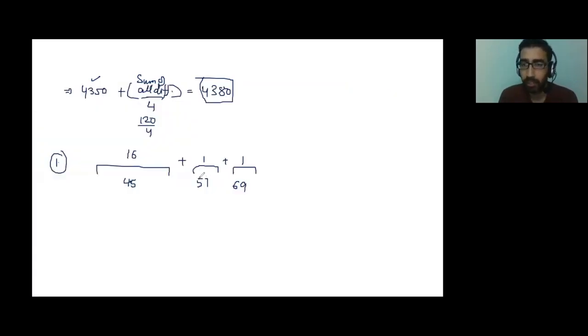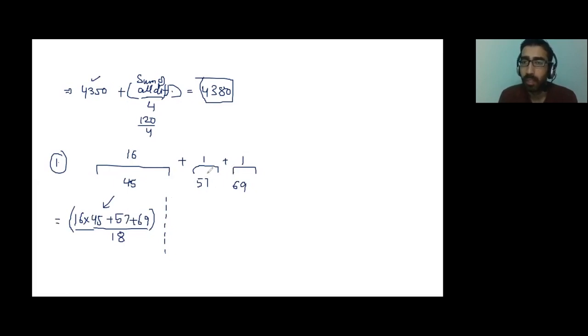The simplest way of calculating this average. Now, the way you could have calculated this by formula would have been: 16 people with average number of chocolates 45, so total number of chocolates 16 into 45 plus 57 plus 69, divided by 18. This would have been absolutely correct. But this will also involve pen and paper and time. The simpler way here would be to manipulate these numbers by getting all 18 of these people at the same average value.